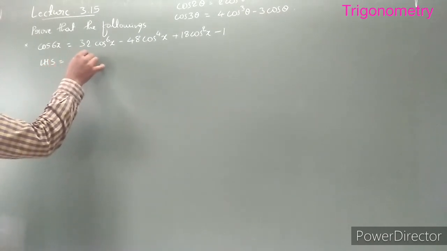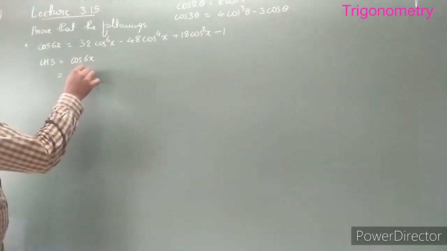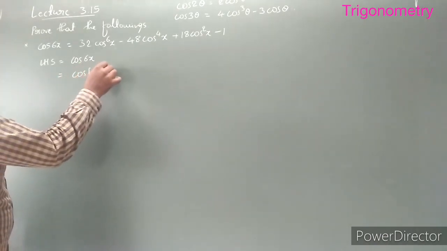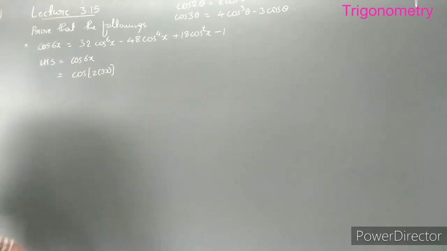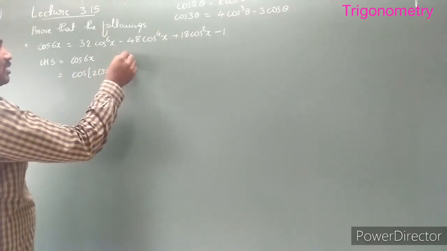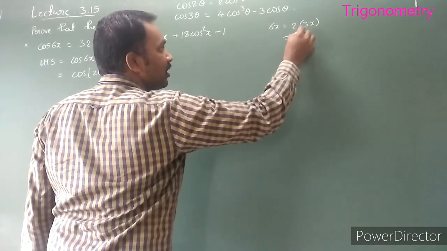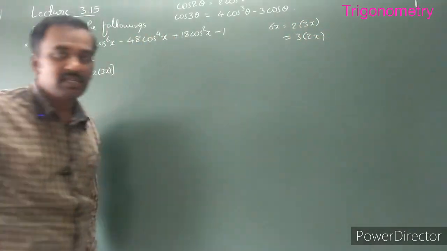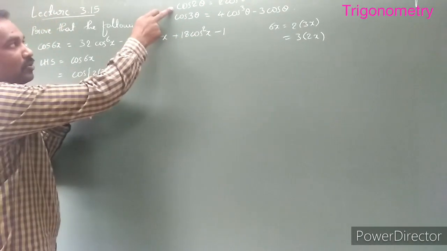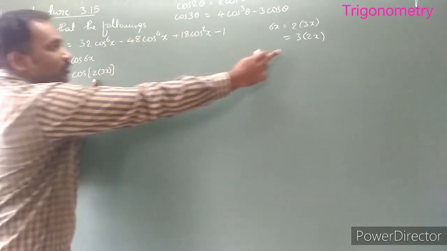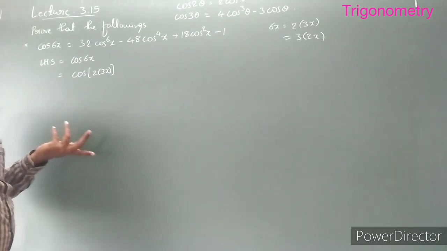How? Cos 6x, I can split as cos of 2 into 3x. Or else we can split 6x as 3 into 2x. This is one way, or the other. Both are the same. If we split in this manner, first we have to use the cos 2 theta formula. If we split the other way, first we have to use the cos 3 theta formula. There is no issue at all.